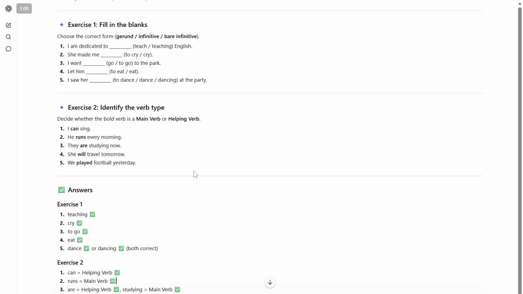Exercise 2, identify the verb type. Decide whether the bold verb is a main verb or a helping verb. 1, I can sing. 2, he runs every morning. 3, they are studying now. 4, she will travel tomorrow. 5, we played football yesterday.